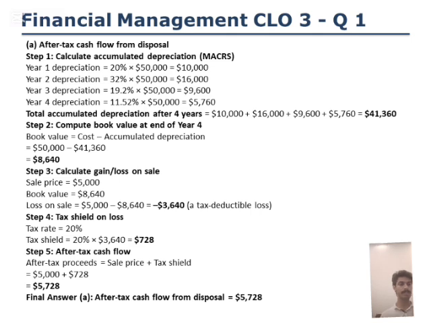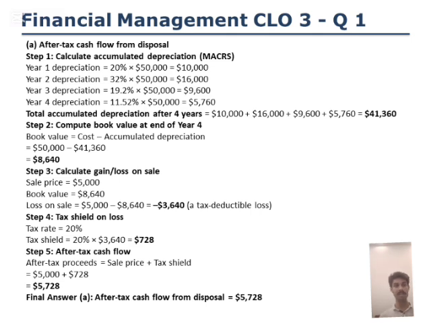So I calculate the answer in part 1, how to calculate the after tax cash flow from disposal. In year 1, year 2, year 3 and year 4 I calculated the depreciations. The asset is 50,000, 50,000 into 20%, and so on. Accumulated depreciation was 41,360. Then in step 2 I compute the book value. The fixed asset price was 50,000 minus accumulated depreciation. The WDV will be $8,640.